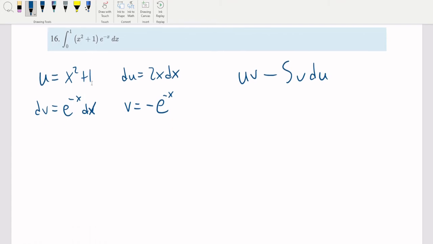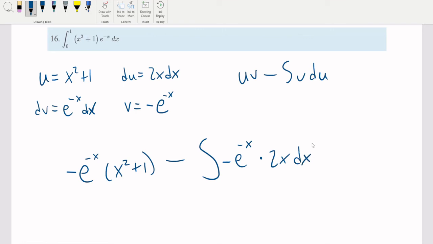So okay, let's plug into our equation. So this is going to be negative e to the negative x times x squared plus 1 minus the integral of negative e to the negative x times 2x dx. Now, you're going to look at this and be like, wait, this isn't just easy and I'm all done. True, but it did get easier, right? I had an x squared here before. Now all I have is a 2x. That's simpler. So, okay, that's getting better.